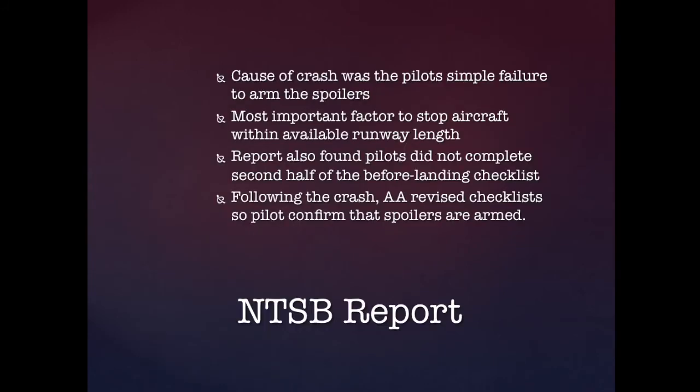The NTSB found that the cause of the crash was the pilot's simple failure to arm the spoilers, which is the single most important factor in the flight crew's ability to stop the aircraft within the available runway length. The NTSB report also found that the pilots did not complete the second half of the before landing checklist. Following the crash, American Airlines revised the checklist so that the pilots will confirm that the spoilers are armed.